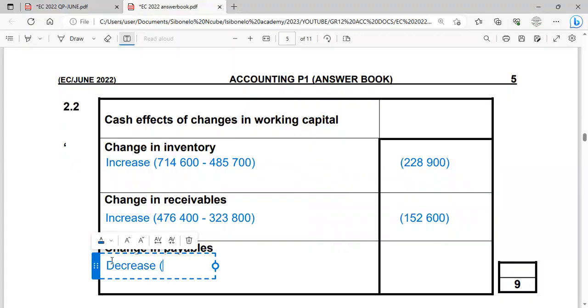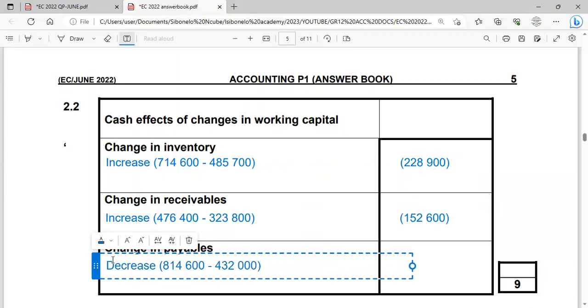And then the difference, at the beginning we owed 814,600, and at the end of the period we are owing 432,000. So how much did we pay to our suppliers, to our creditors? So we just punch this in the calculator. 814,600 minus 432,000. So it means we reduce our balance, our debt by 382,600.